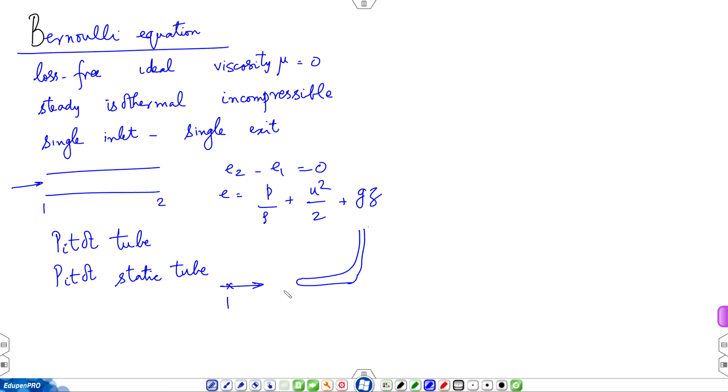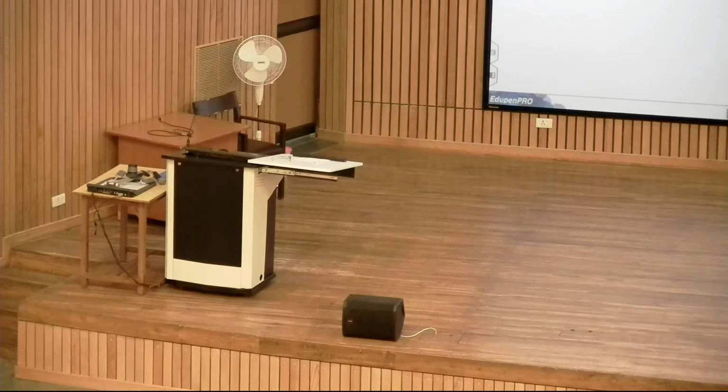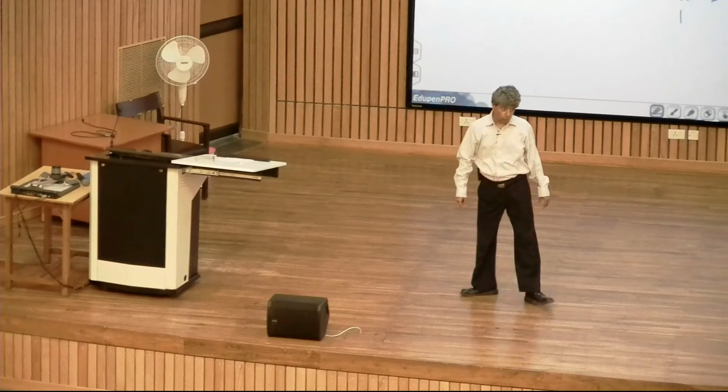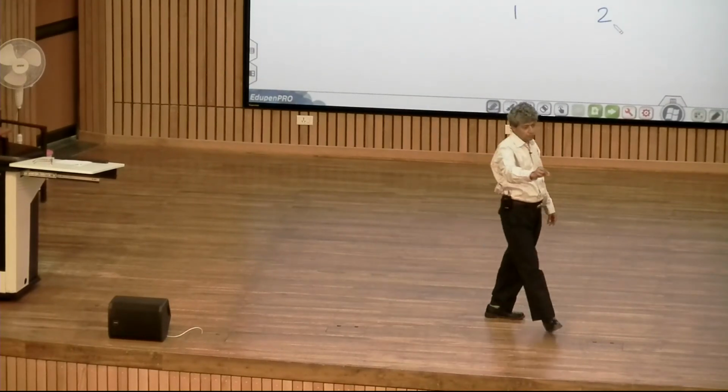So, this is point 1 and the nose of this tube is point 2. It is just a tube which is placed in the flow. Though it is called a tube, you can think of it as a rod which has been bent and placed in the flow. Now, you have studied u dot n equal to 0 for the solid surface many times. So, on the nose of this tube, which is shown as point 2, this is a very small diameter tube.